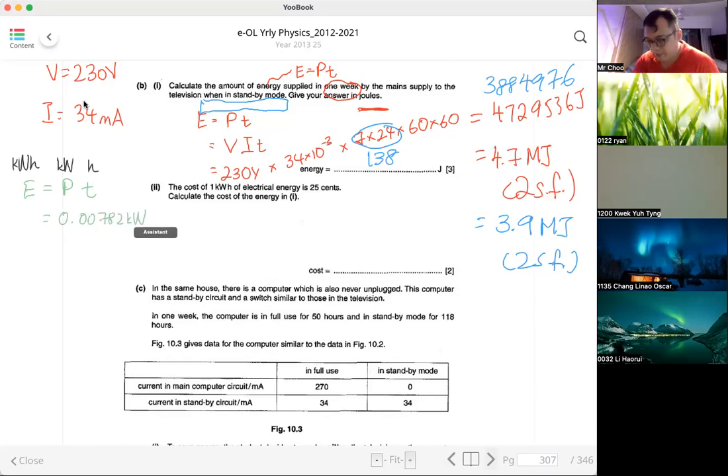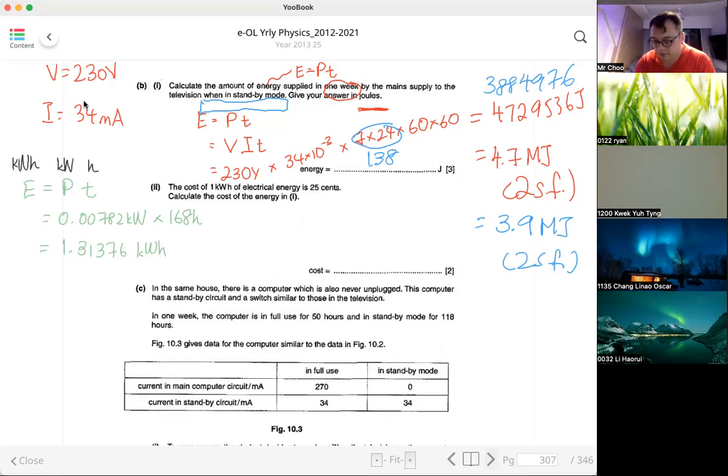Okay, time. How long is the time? If we use one whole week, for example, one whole week will be 7 times 24, which is 168 hours. So you multiply these two together and you actually get 1.31376 kilowatt hour. In your working, you don't need to round off. Only the final answer you round off.